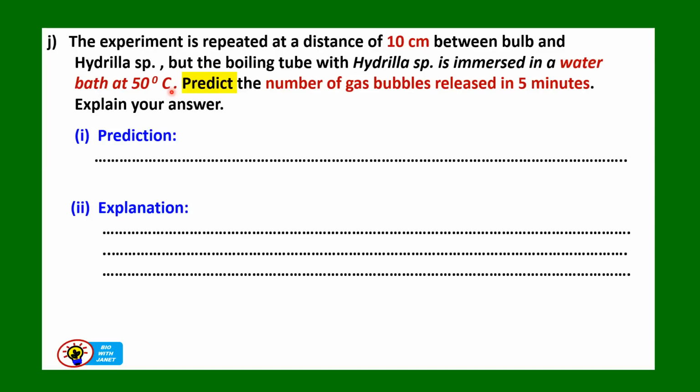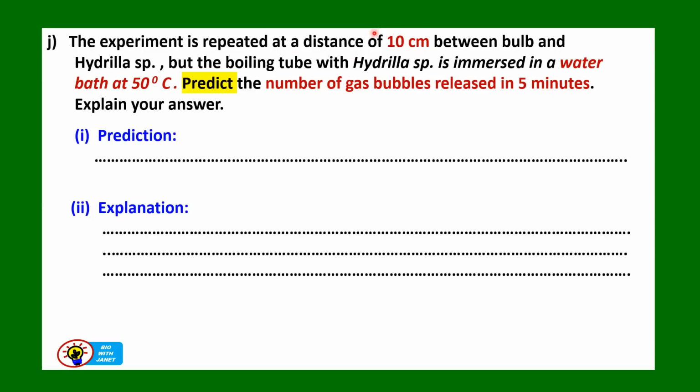Enzymes of photosynthesis will be denatured. Don't write damage, because the scientific term is denatured, right? So that means the number of gas bubbles released in 5 minutes will be less. Okay, now less than what?